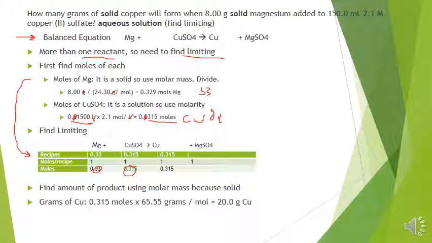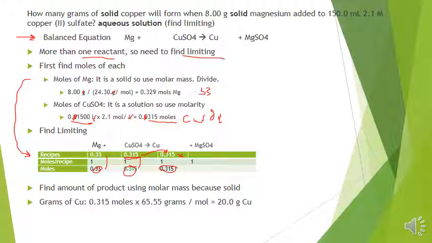Okay, and then figure out how many recipes you can do for each. And you can see this is the least amount of recipes, so this is going to determine how much product you're going to make. So you can do the recipe 0.315 times. Each time you do it, you need 1. So 0.315 times 1, so you're going to make 0.315 moles of copper.